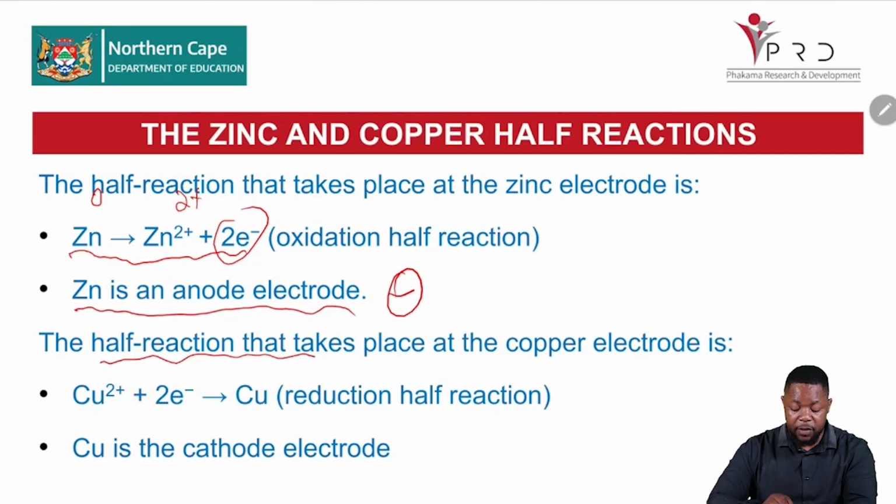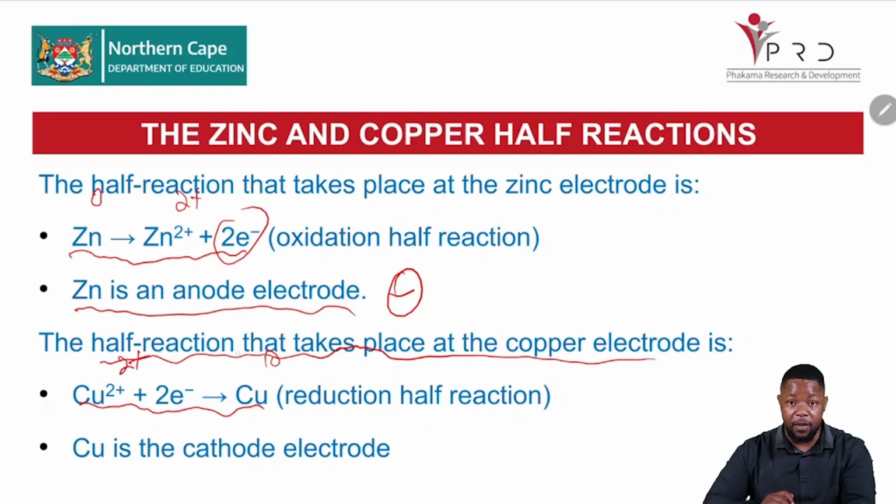The half cell that takes place at the copper electrode, referring to the previous diagram, will be the copper one. Here the oxidation number is moving from 2+ to 0. This indicates that there is a decrease in oxidation number, which indicates that reduction is taking place. And when reduction is taking place, we know that that should be at the cathode, which is positive. So therefore, we say that copper is the cathode electrode.